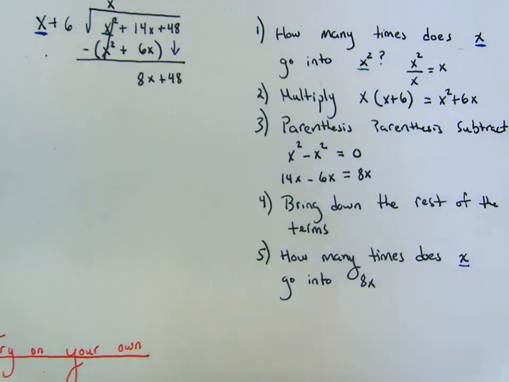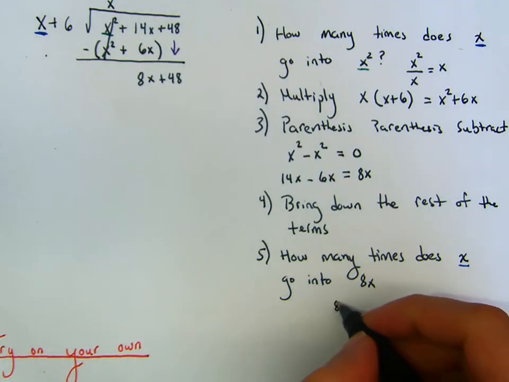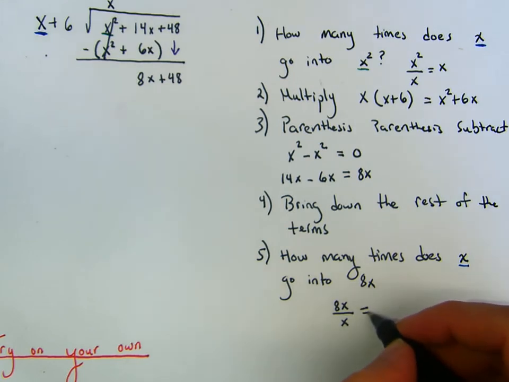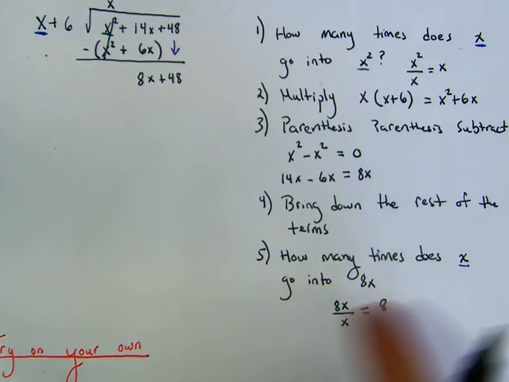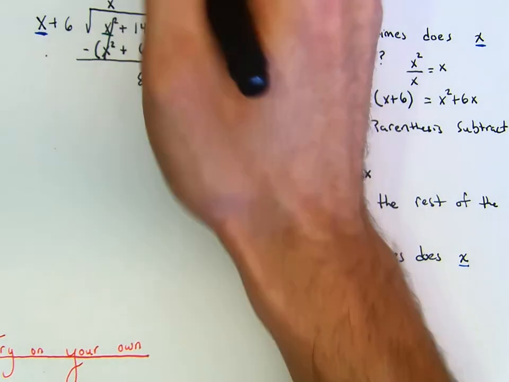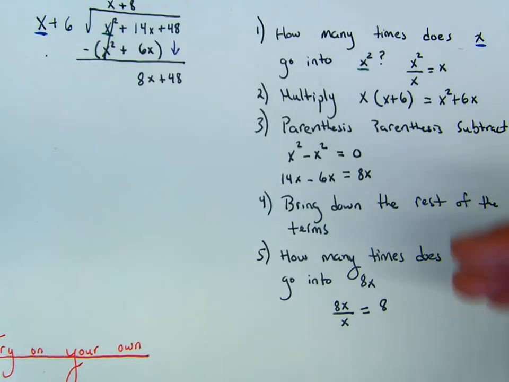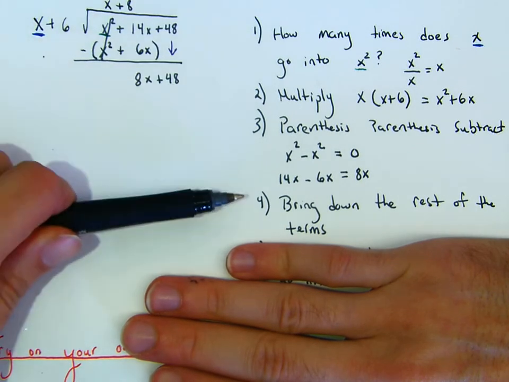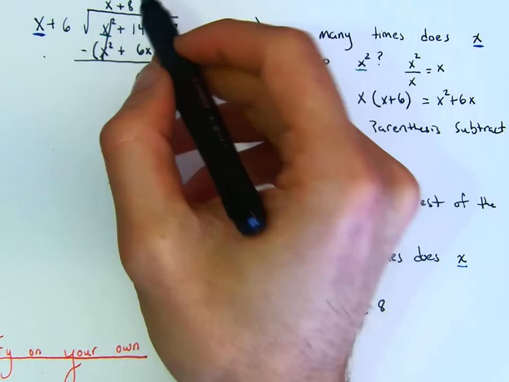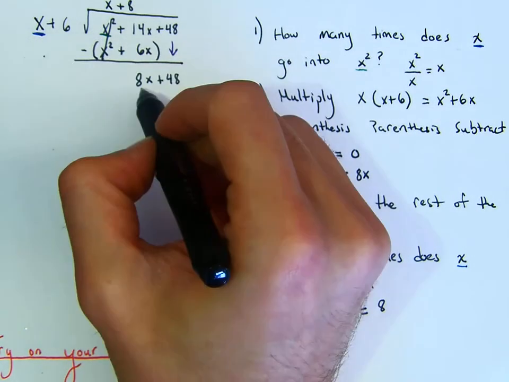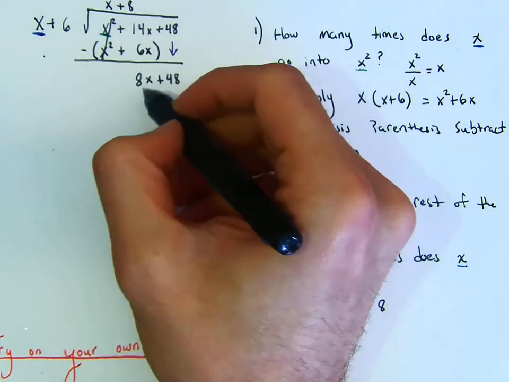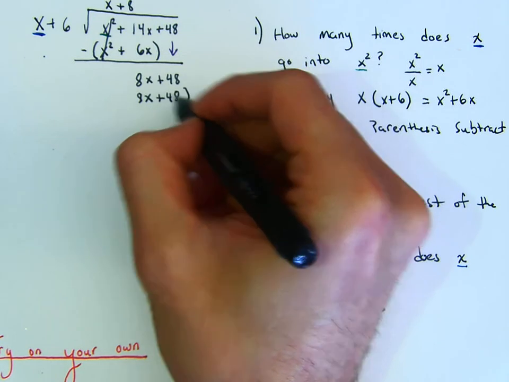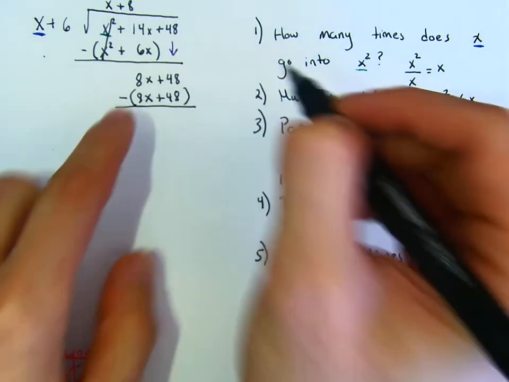And then what would be the algebra for that, right? You'd have 8x goes on top, x is on the bottom. What is 8x divided by x? It's just 8. And what do I do with that 8? Bring it up here, and I repeat. Once you bring down the terms, you're just repeating this process over again. So then you say 8, how many times does x go into 8x? It goes in 8 times. 8 times x is 8x. 8 times 6 is 48. Parentheses, subtract.